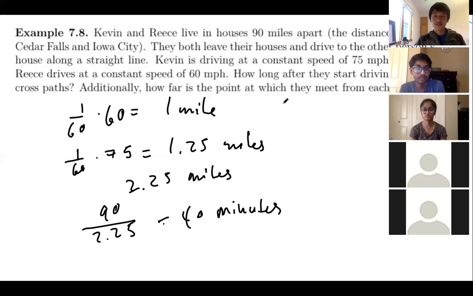And to find the point where we meet, we can take the 40 minutes, which is 2/3 of an hour, and I'm traveling at 60 miles per hour. So that means I will have traveled 40 miles from my house, and Kevin will have traveled 50 miles from his house.